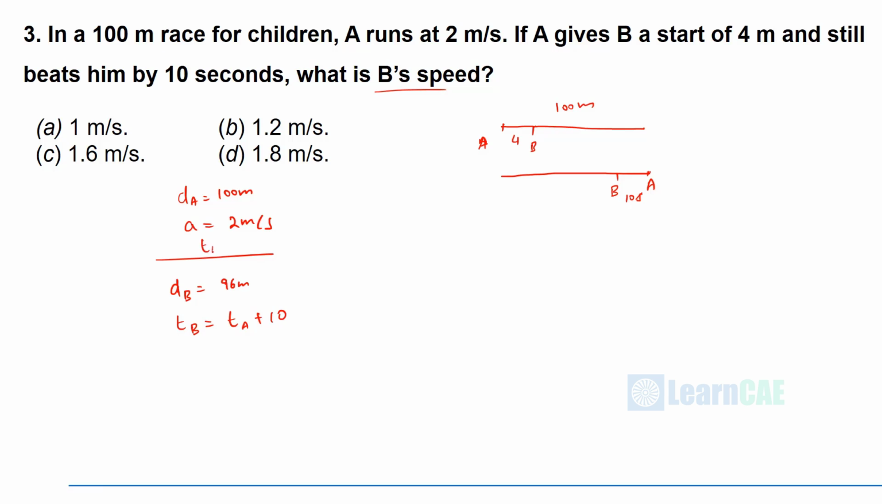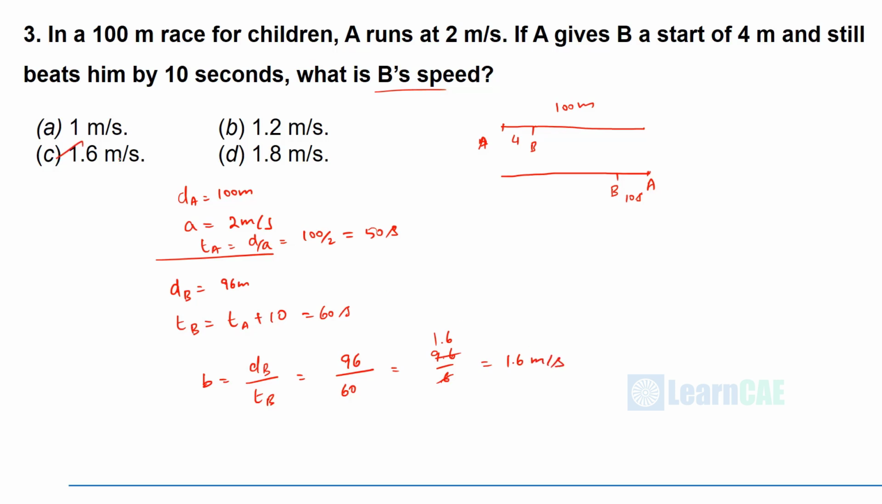The time taken by A is given by distance by speed of A, which is equal to 100 by 2. This is equal to 50 seconds. So A has reached in 50 seconds, whereas B has reached 10 seconds late. It means 50 plus 10, which is equal to 60 seconds. Now they are asking what is B's speed. So speed of B is equal to distance travelled by B divided by time taken by B. Distance travelled is 96 meter and the time taken is 60. So this will be equal to 9.6 by 6, which will be 1.6. So the answer is 1.6 meter per second.